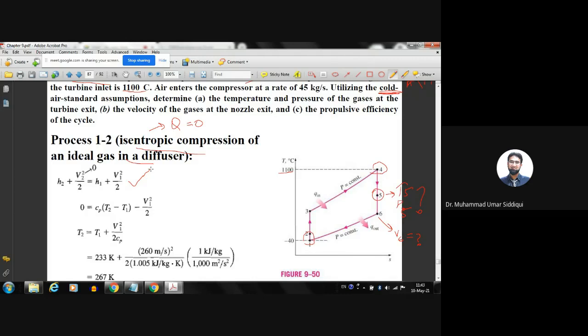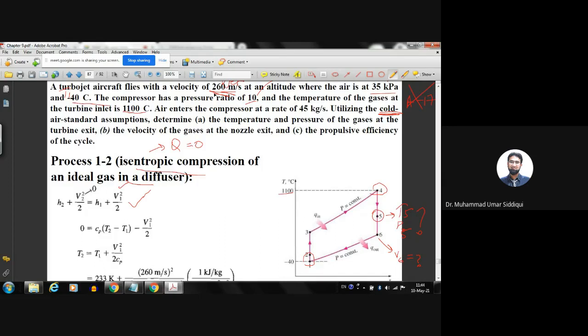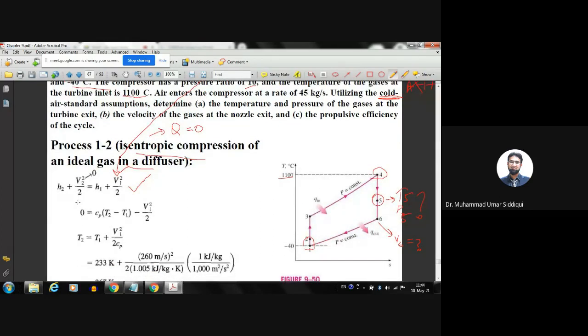Remember one thing: since the diffuser is a device which converts kinetic energy into pressure energy, the velocity is reduced significantly. We know the velocity at the inlet of the diffuser will be the same as the velocity of the aircraft itself, which is about 260 meters per second. But the velocity at the exit of the diffuser will be so small compared to the inlet velocity that we can simply assume it to be 0. So if we put V2 as 0, we can determine T2.